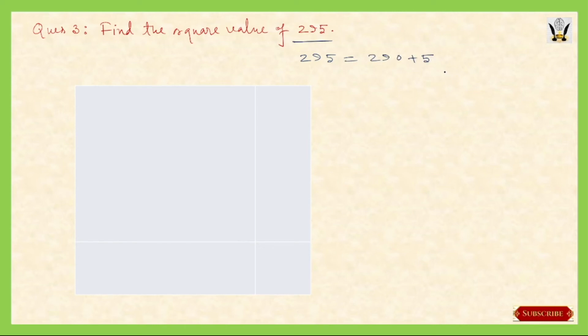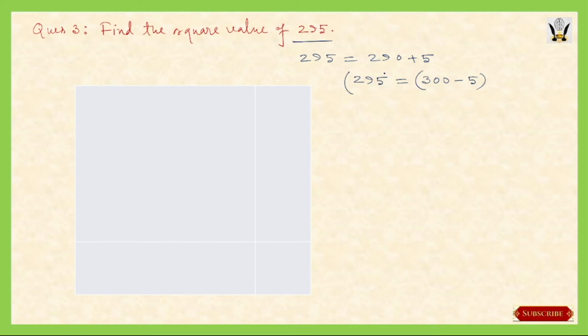If you want, you can fit any other combination, but this time I want to modify the method that we have learned in case of the visual method, and I want to change the identity a little bit. Here, 295 I want to represent this way. 295 can be written as 300 minus 5. So 300 minus 5 means A minus B.